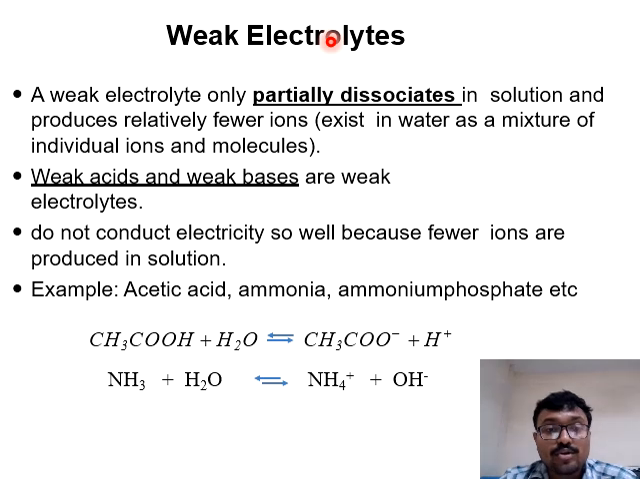Next is what is weak electrolyte. A weak electrolyte only partially dissociates in solution and produces relatively few ions. It exists in water as a mixture of individual ions and molecules. Weak acids and weak bases are examples of weak electrolytes. They do not conduct electricity so well because they produce few ions in solution. Examples: ammonia is a weak electrolyte, and acetic acid is a weak electrolyte.